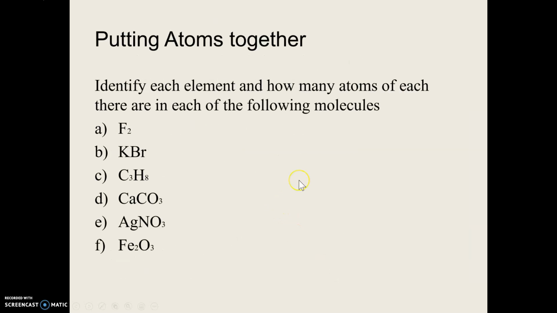All right, putting atoms together. Okay, so what we want to do is we're going to take a look and count how many atoms of each. So I have 2 fluorines. So there's 2 of them because I'm looking at this little number here. I have 1 potassium. Okay, and I have 1 bromine. Okay, because remember there's a little 1 here, but you don't have to write it.